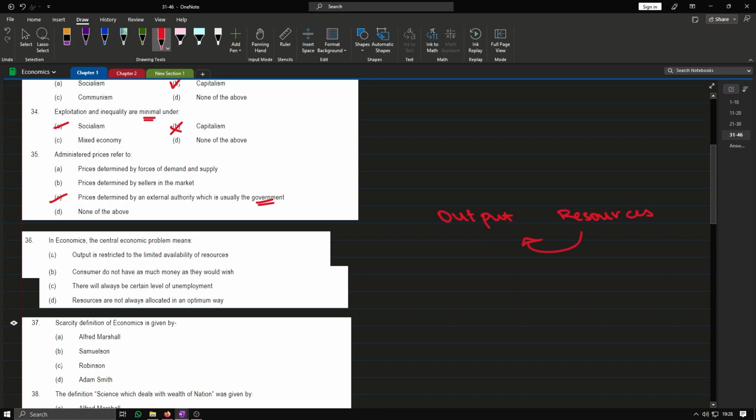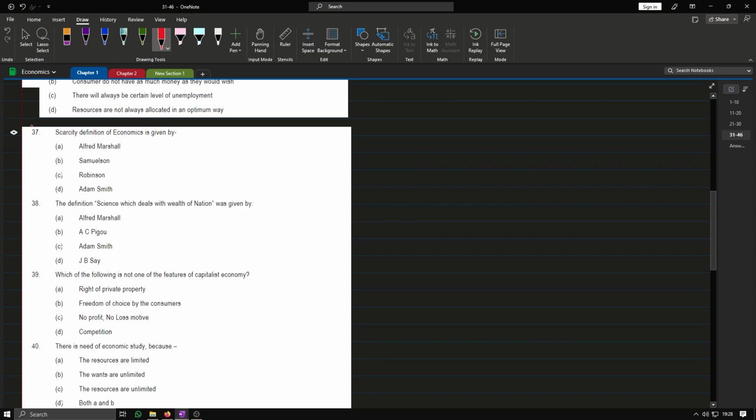In economics, the central economic problem means A. Output is restricted to the limited availability of resources. B. Consumers do not have as much money as they would wish. C. There will always be a certain level of unemployment. D. Resources are not allocated in an optimum way. So it's option A, because output is restricted. Why? Due to limited availability, that is scarcity of resources, right? So that's the central economic problem.